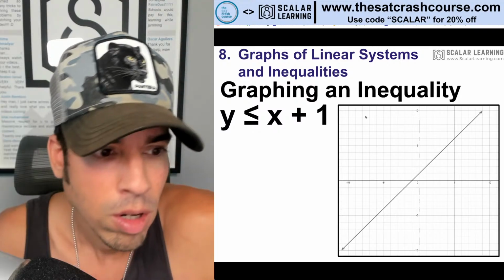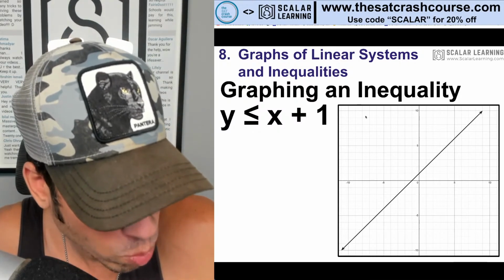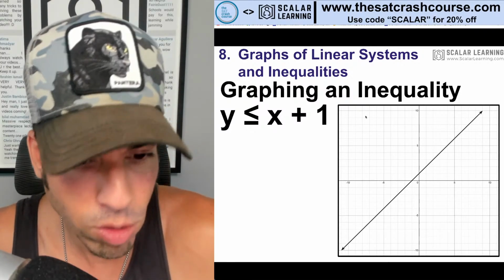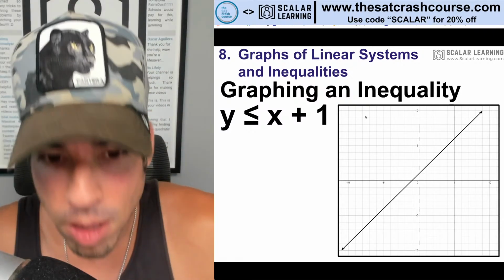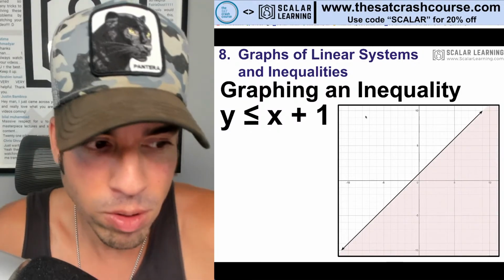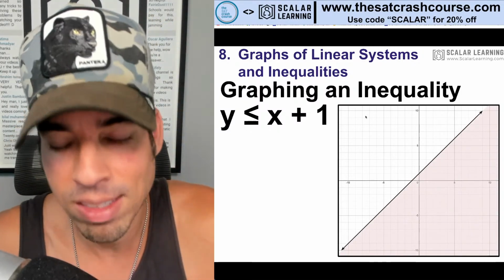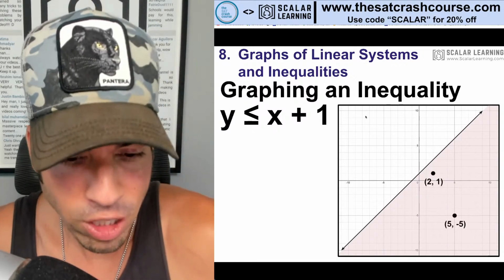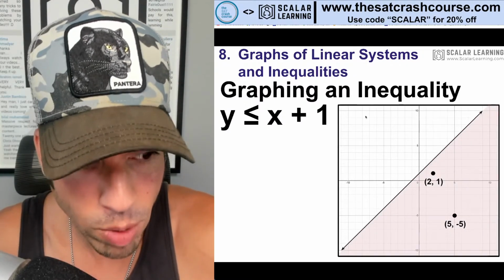Now we got this one. y is less than or equal to x plus 1. So we got the line y equals x plus 1. Less than or equal to, we would shade below. And why is this one filled in? Because of the less than or equal to, meaning the line itself is a solution. So it's a filled in line. That's how we do it. Anything in that shaded region or on the line, by the way, would be a solution.